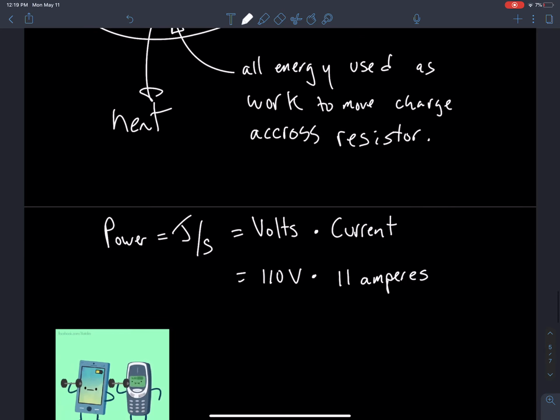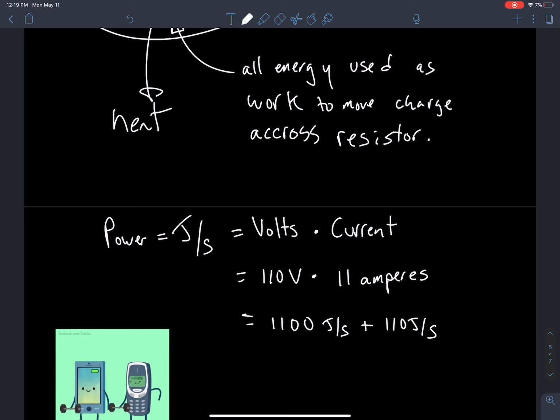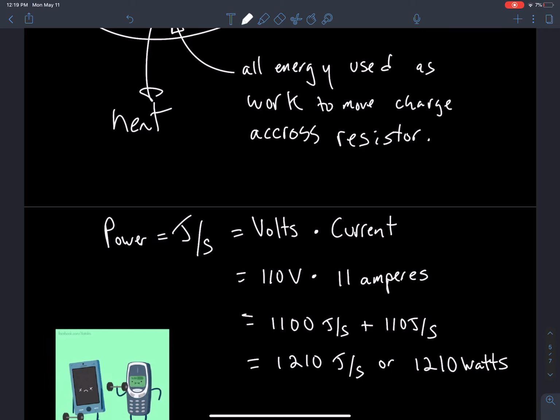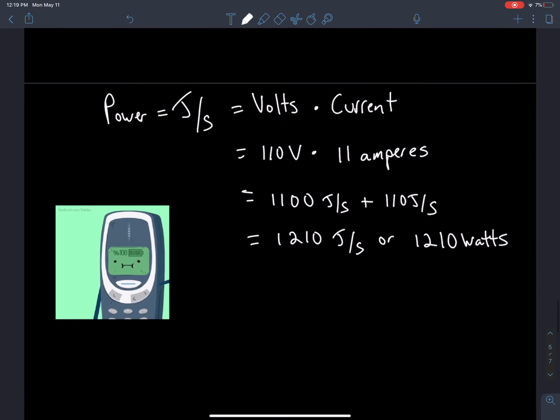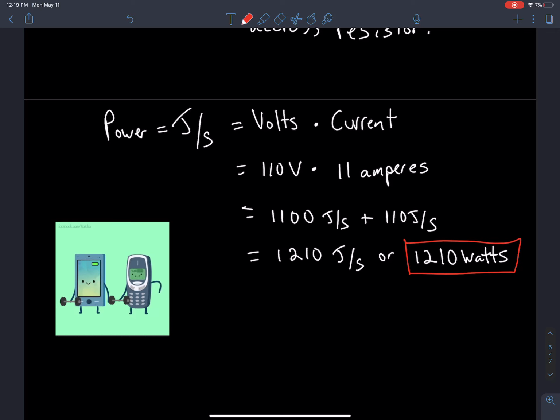is going to give me a lot. It's going to give me 1,100 joules per second plus 110 joules per second. See how I did that mental math? 11 times 110. And that gives me 1,210 joules per second, or 1,210 watts, if you remember from when we talked about power in the mechanics unit. So what that means is that circuit is going to produce 1,210 joules of heat per second.